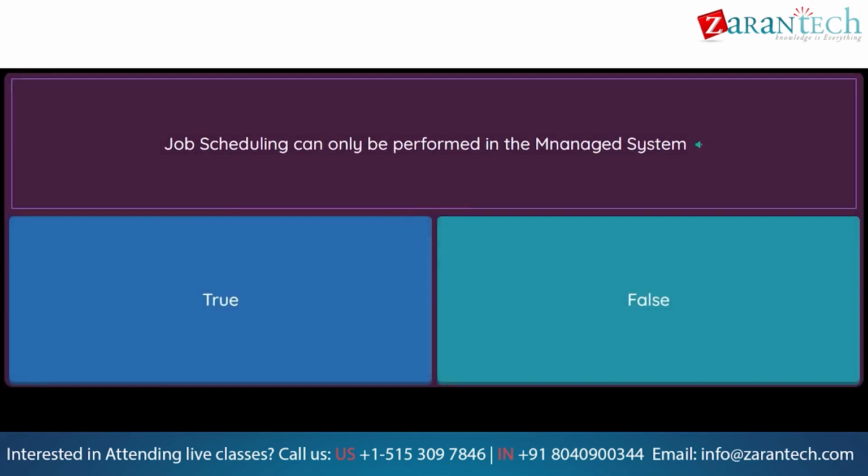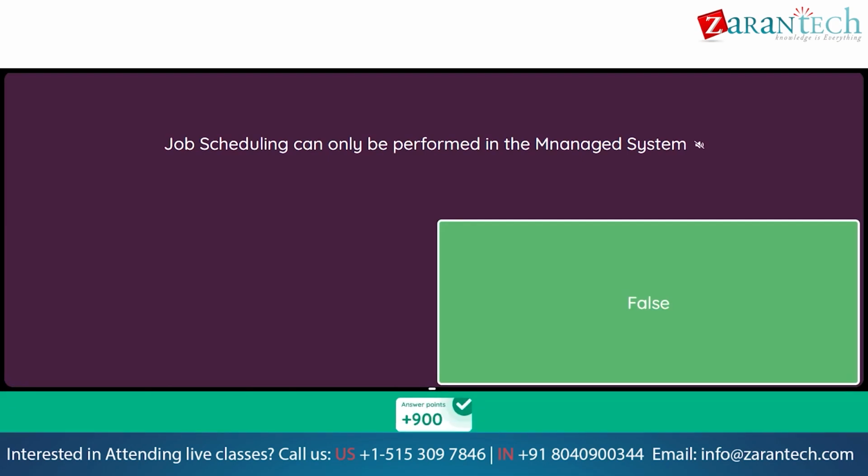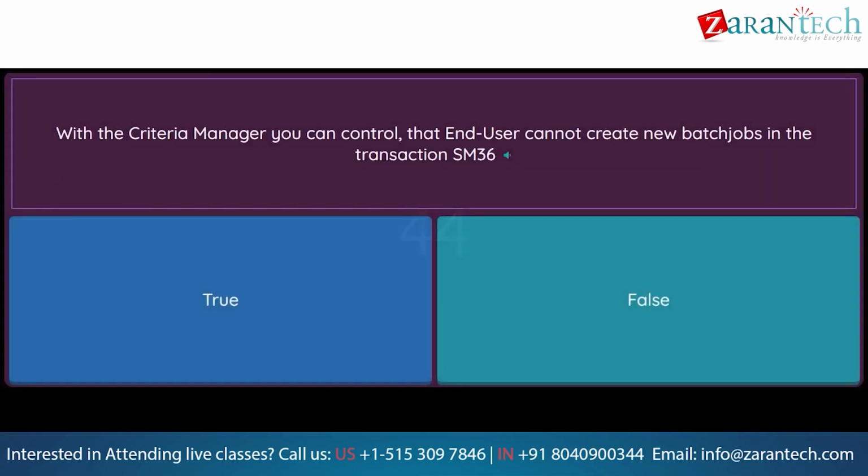Question: Job scheduling can only be performed in the managed system. Option 1 True. Option 2 False. Question: With the criteria manager you can control that end users cannot create new batch jobs in the transaction SM36. Option 1 True. Option 2 False.